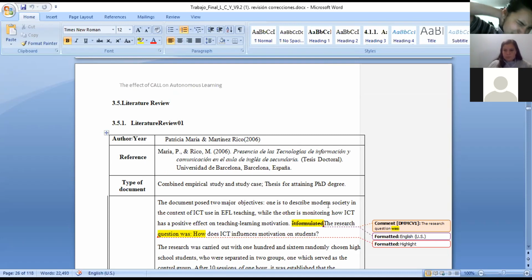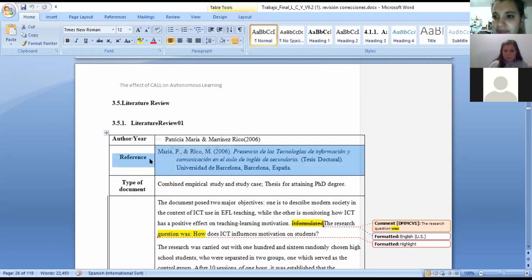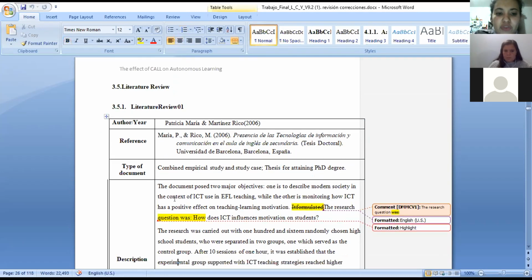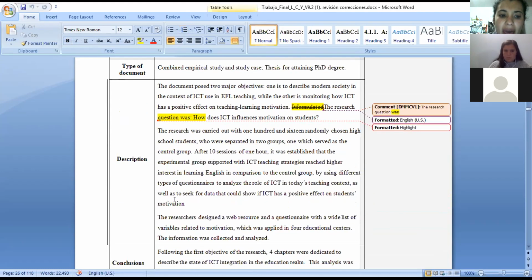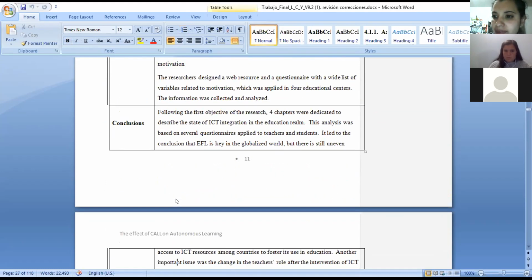So, for example, this group was working on the effect of computer-assisted language learning. So they were working with ICTs, basically. Yep. So they found, for example, this: Presencia de las tecnologías de información y comunicación en el aula de inglés en secundaria, right? And this is the way you have to present it. So it's the author, the reference, type of document. Then you have to provide a description of that article: what the researchers did, what was the problem, what were the objectives, the methodology they used, and what were the conclusions of the study, right?